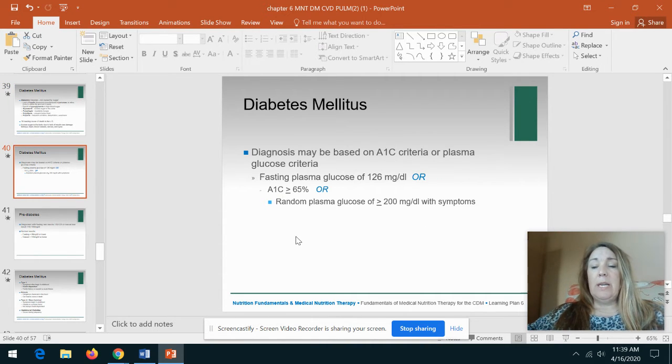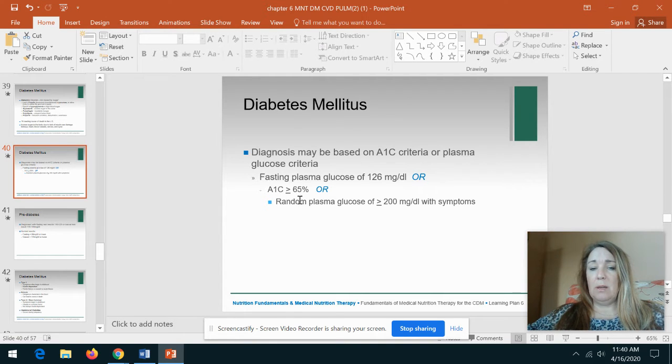Diagnosis, like I said on page 153 in your text, for diabetes, we can have a diagnosis based on a lab test called an A1C. You'll also see that written out as a hemoglobin A1C or a glycosylated hemoglobin. A result of an A1C greater than 6.5.